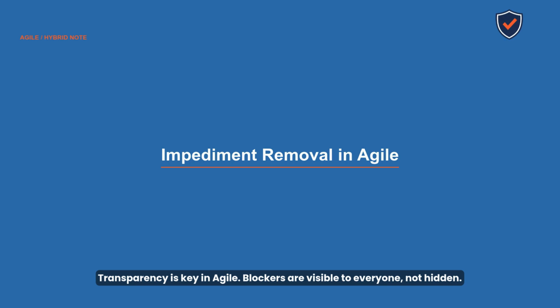Transparency is key in Agile. Blockers are visible to everyone, not hidden. On the exam, if a question mentions a daily stand-up or sprint retrospective in the context of blockers, you are in Agile territory. The servant leader removes the blocker. The team does not work around it indefinitely.